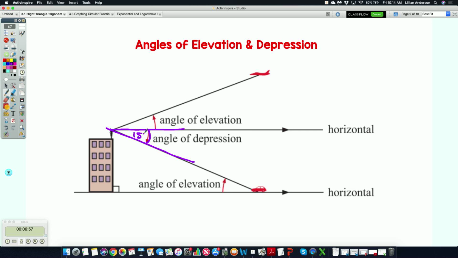It's never between the building he's standing on and his line of sight. It always comes from a horizontal line. This horizontal line is so important. Please make sure you draw it out before you commit to solving whatever the question is asking you to solve. Horizontal line going down is depression. Horizontal line going up is elevation.